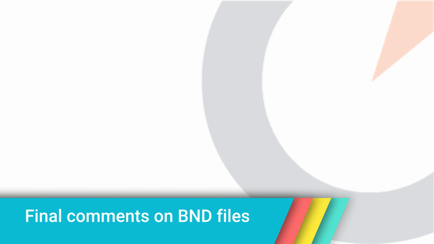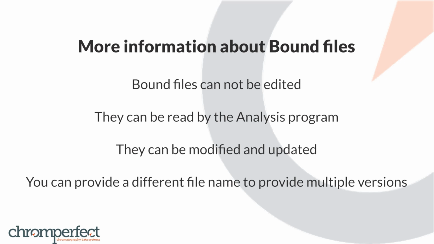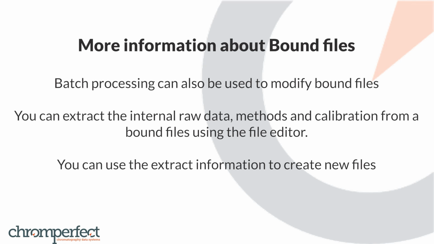Bound files cannot be edited. However, they may be read by the analysis program and modified, and then a new bound file may be generated, overwriting the original. It is also possible to save a bound file as a different name if you want to have multiple versions of the same file. Batch processing may also overwrite a bound file. The file editor program can pull the raw, method, or calibration data out of a bound file and save it in a standalone raw data, method, or calibration file.